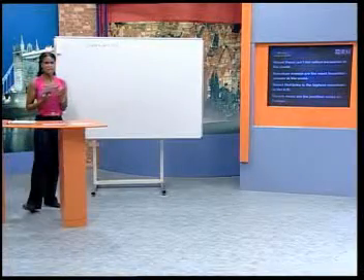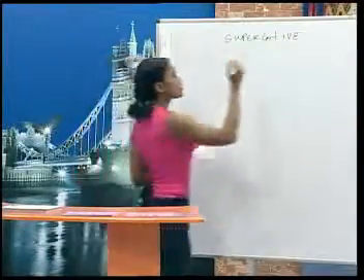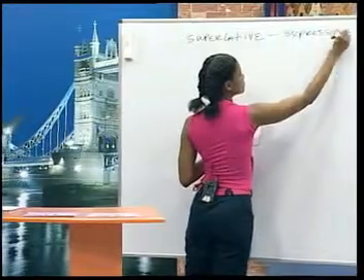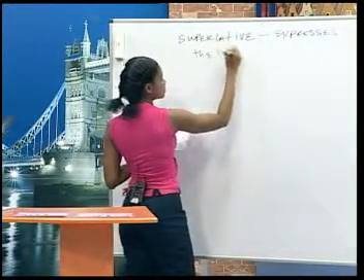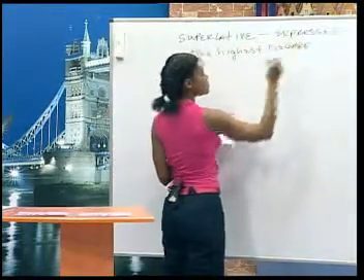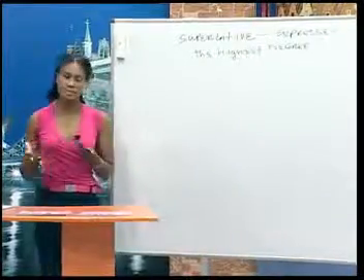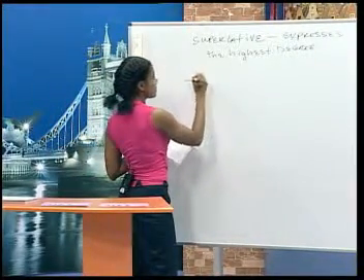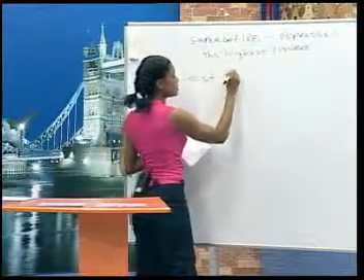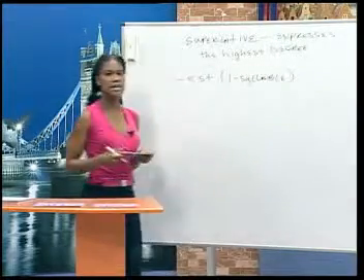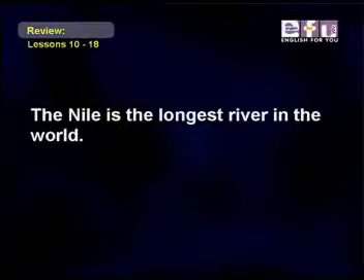So superlative is an adjective which expresses the highest degree of a certain quality. As with comparatives, there are many rules with superlatives. So for one syllable adjectives, we add est. For example, the Nile is the longest river in the world.